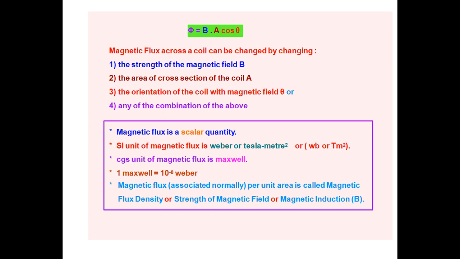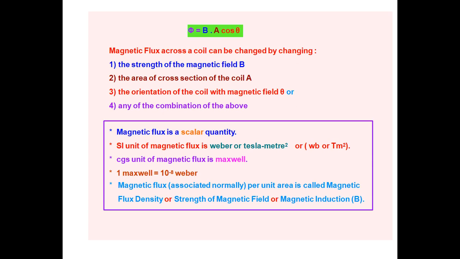And the CGS unit of magnetic flux is the Maxwell. The CGS unit of magnetic flux is Maxwell, and one Maxwell is equal to 10 raised to minus 8 Weber. The relation between the Maxwell and Weber is: one Maxwell is equal to 10 raised to minus 8 Weber.